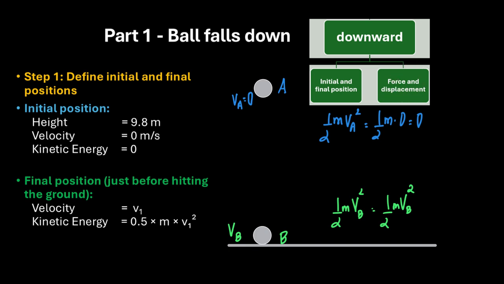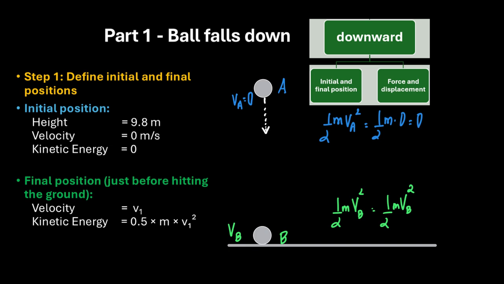Ball is dropped from a height. So the ball is dropped like this. The initial position here is A, the corresponding velocity is VA equal to 0. Final position is B, corresponding velocity is VB. The initial position height is 9.8 meter because the ball is dropped from that height. Velocity is 0, therefore kinetic energy is also equal to 0. So half m VA square, which is the initial kinetic energy, will be equal to half m into 0 square, which is 0.